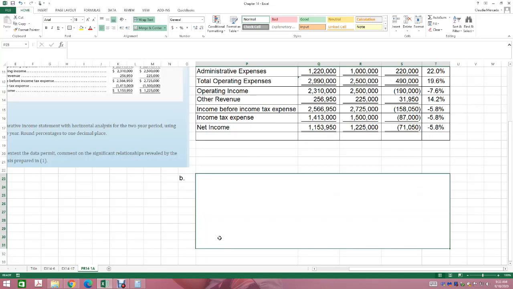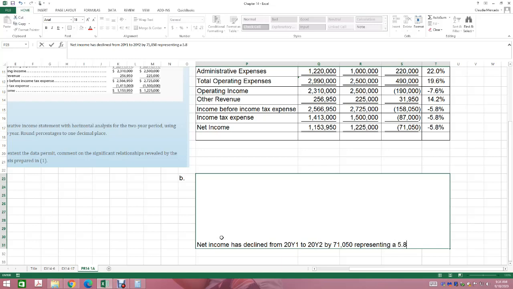Okay, so we can say net income has declined from 20Y1 to 20Y2 by $71,050, representing a 5.8% decrease. We had 1,225,000 to 1,153,000. So net income has declined by $71,050. We have a decline representing a 5.8% decrease. Okay. What else happened?